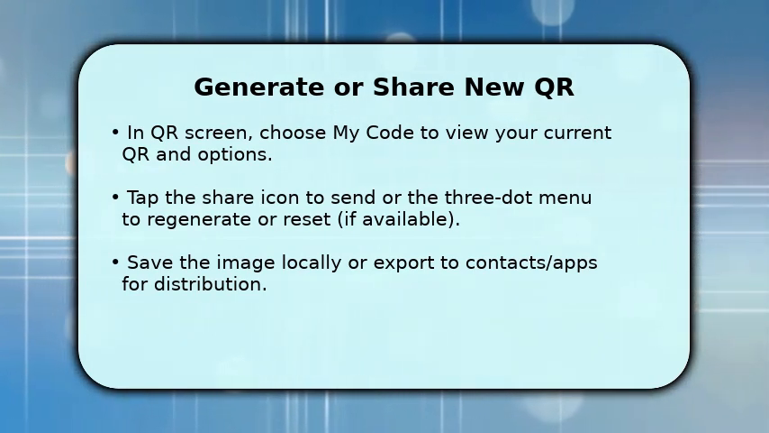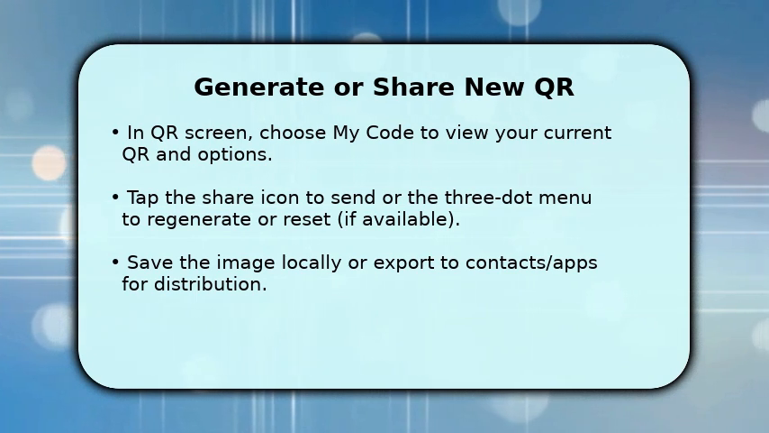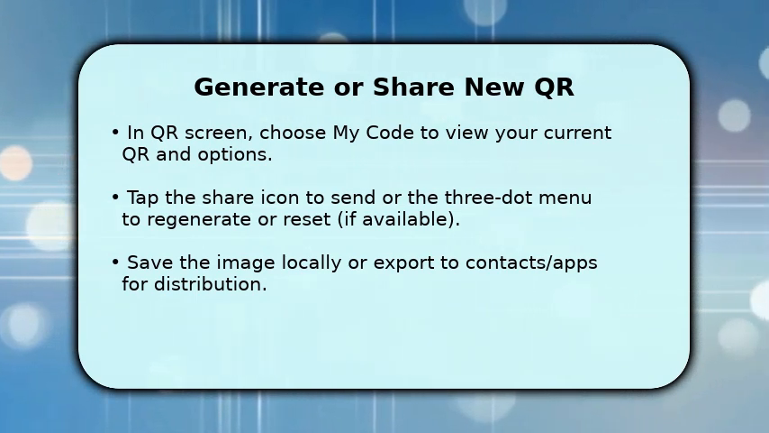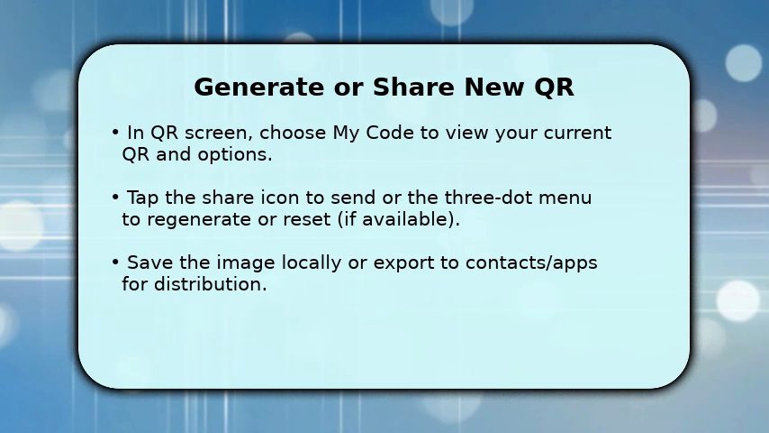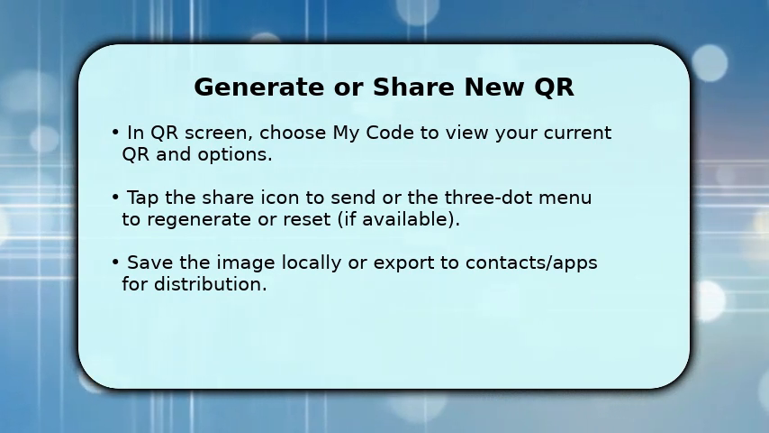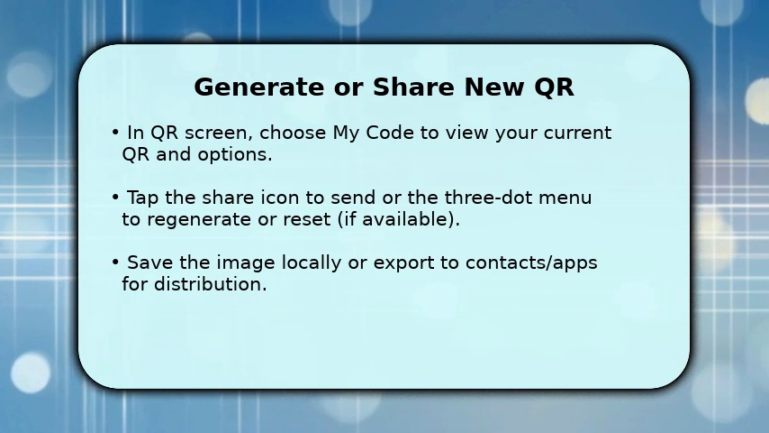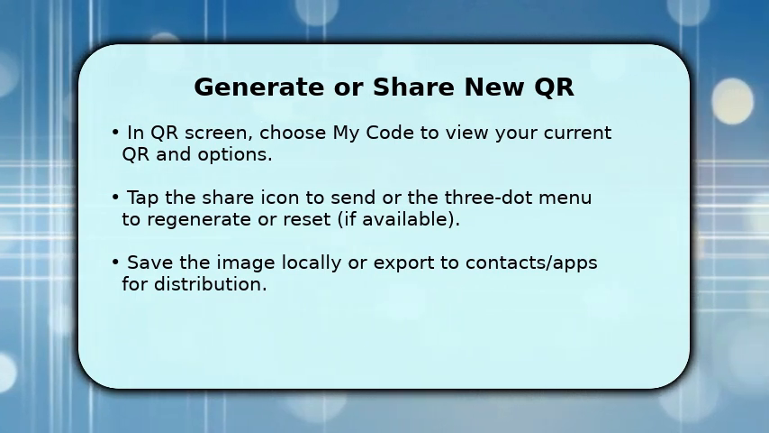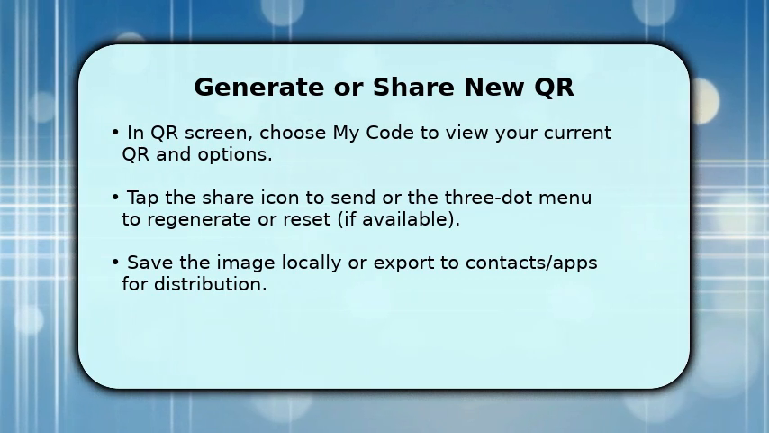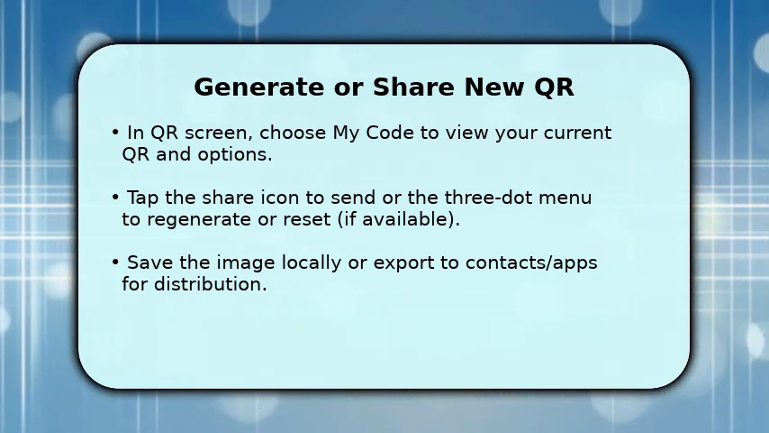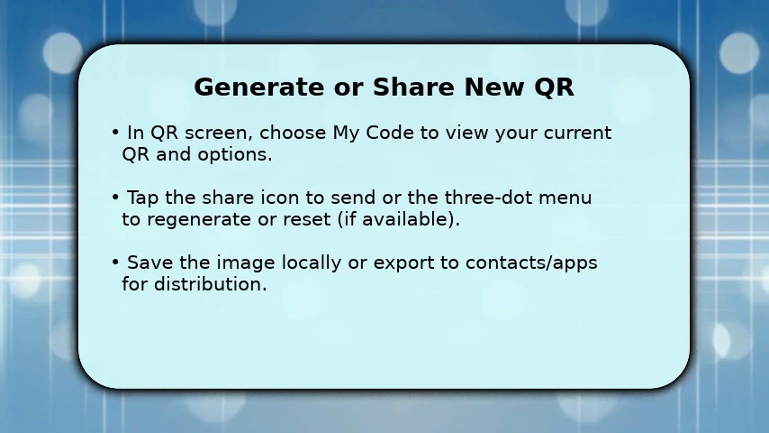If you want to change who can scan it, use the menu to reset or regenerate if WhatsApp offers that option. Otherwise, update your profile info and re-export the QR image. Once you tap Share, choose Save Image or Send to Contacts, so the new QR replaces the old wherever you distribute it. Remember to confirm the saved image shows the correct profile and data.